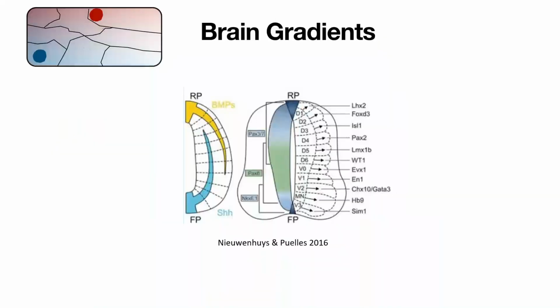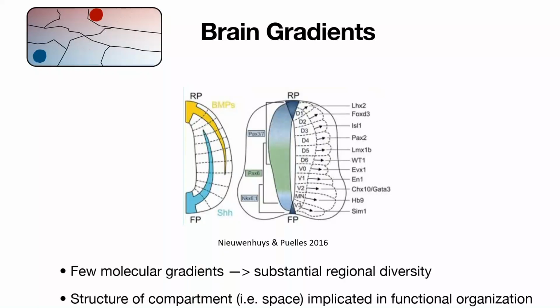So this is very well described and very well studied in the model animals. This is just an example from the spinal cord. Same idea: diffusion of morphogens into a compartment, differential recruitment of different proteins causing different areas. I think something this teaches us is that with just a few molecular gradients, you can have pretty substantial regional diversity. And the other thing that's really interesting is it enforces the principle that function gets distributed in space. It's almost a requirement.